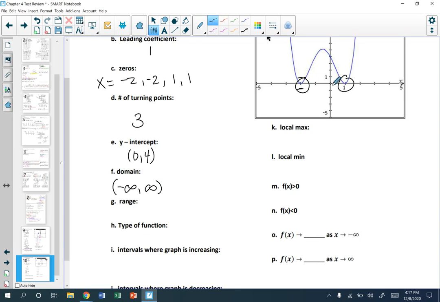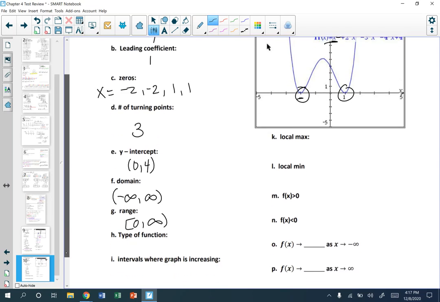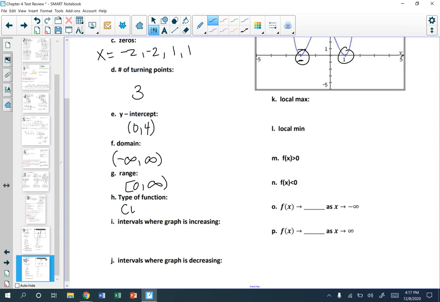My range, what's the lowest this graph touches? 0, and it goes to infinity. This is a 4th degree polynomial, so it's quartic.